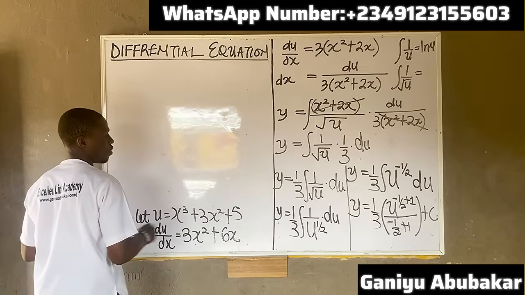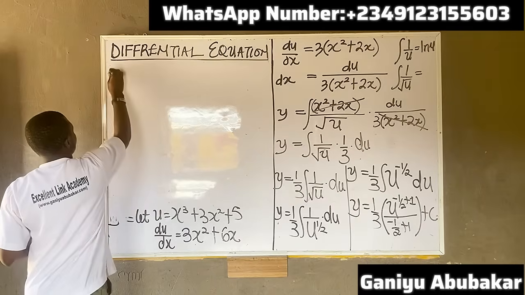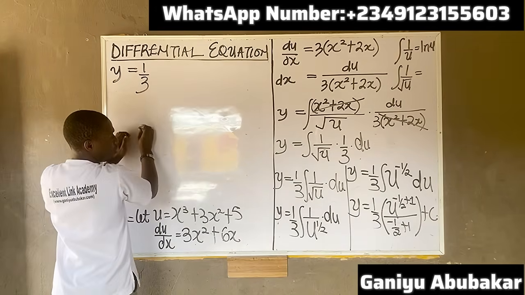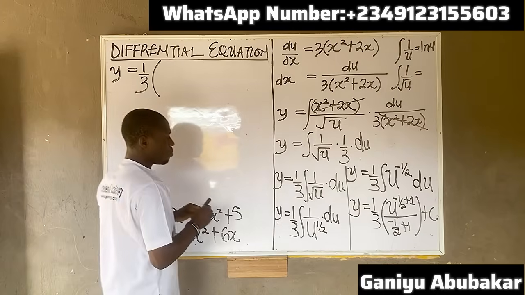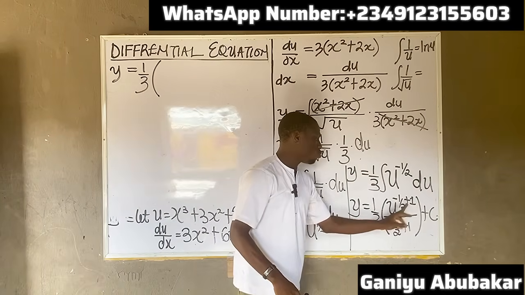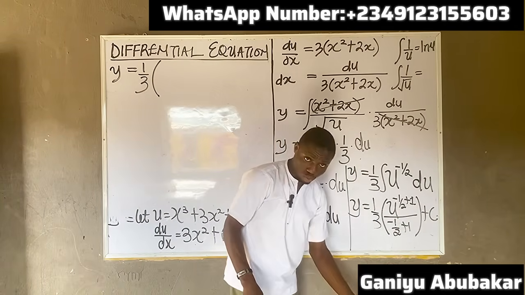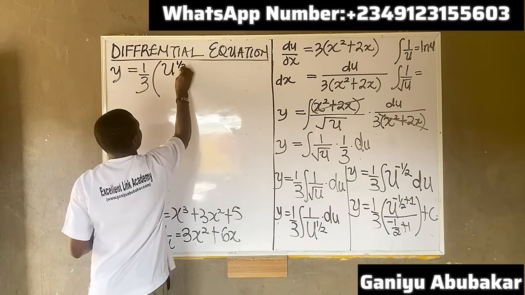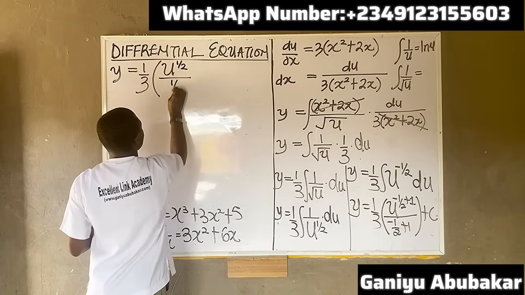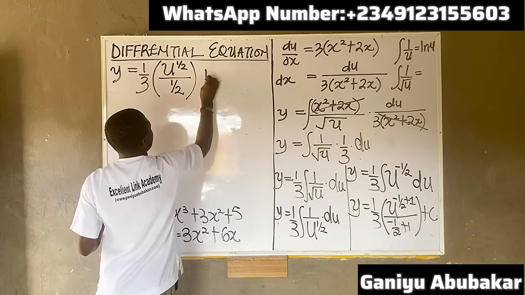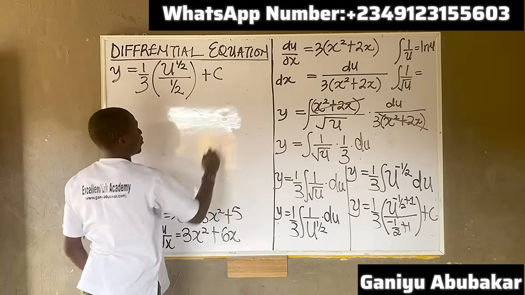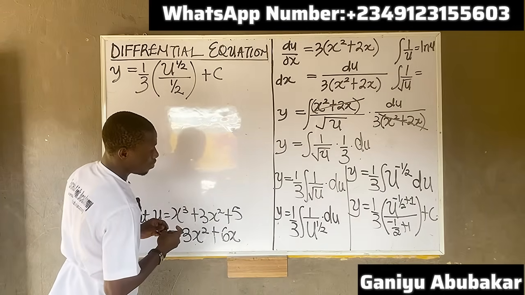For me, I take this one off. I have that y is equal to 1/3 into minus 1/2 plus 1 gives you 1/2. All right. That gives you u is equal to u to the power 1/2 all over 1/2, then plus c.